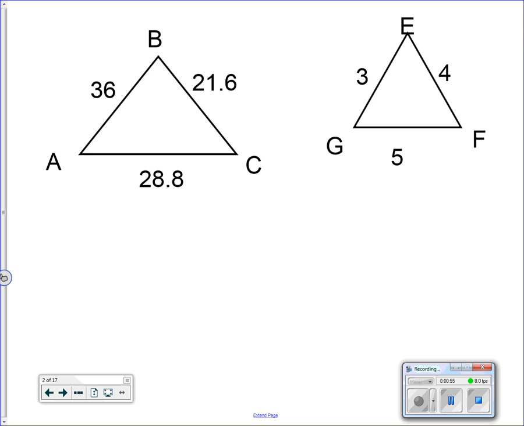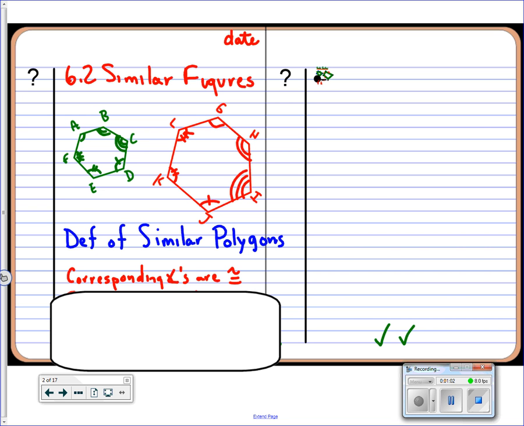Now let's look at these two figures, and let me first of all put it on pause and add some information I needed. All right, let's first of all start off by, of course, writing our title and our date there. But let's look at these complicated six-sided figures here with a lot of congruent angle marks and things like that.